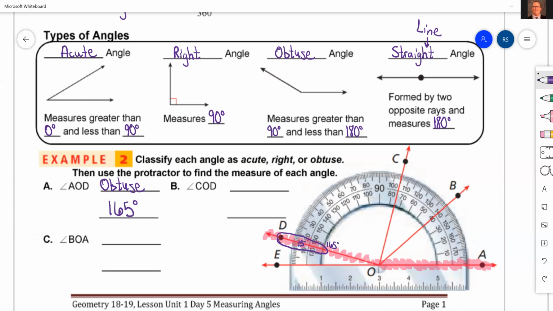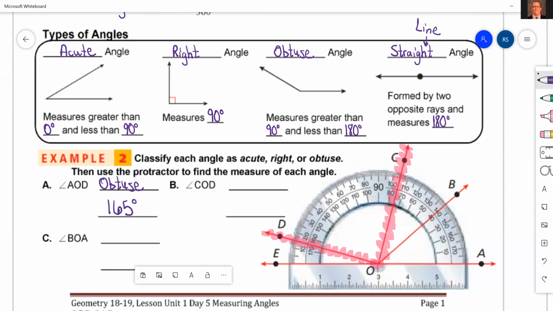Okay, now on to angle COD. So we're changing up the angle. It's going to be this one, and we still go up to D. Now we already talked about where it kind of crosses at D. So it's 15 out here, 165 in here. Let's focus on C.